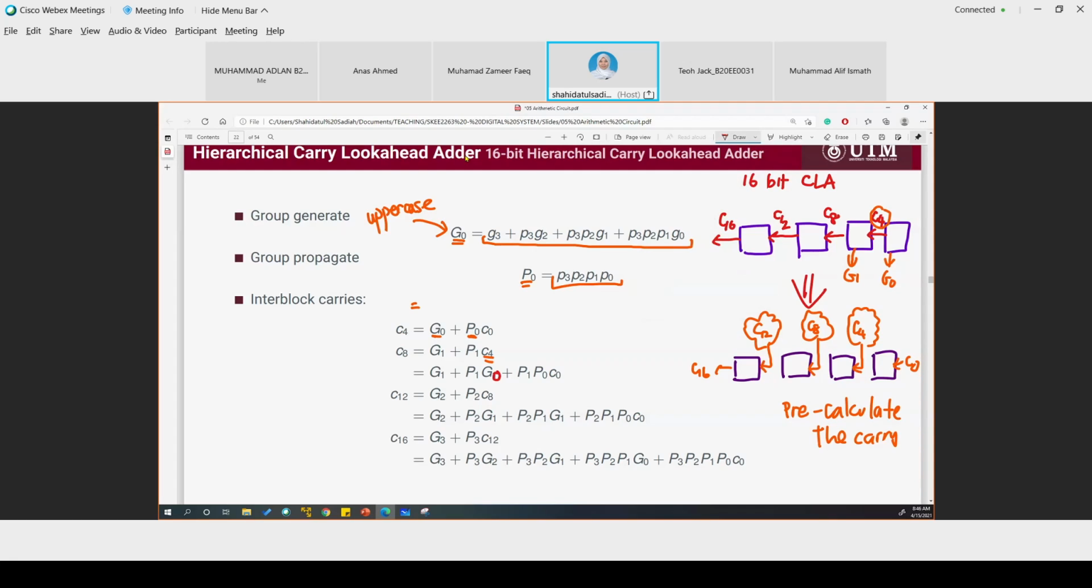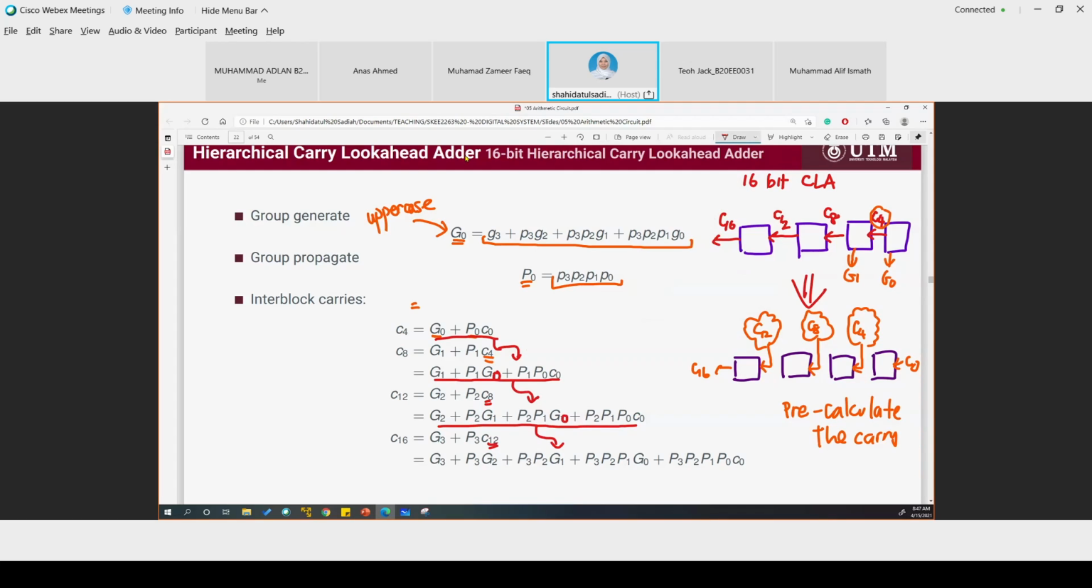And what? This is also a typo. This must be a G0. And yeah, that's it. Okay? So C4, which is a G0, P0, C0, is replaced like this. And C8 is here. Then this C12 is replacing this.